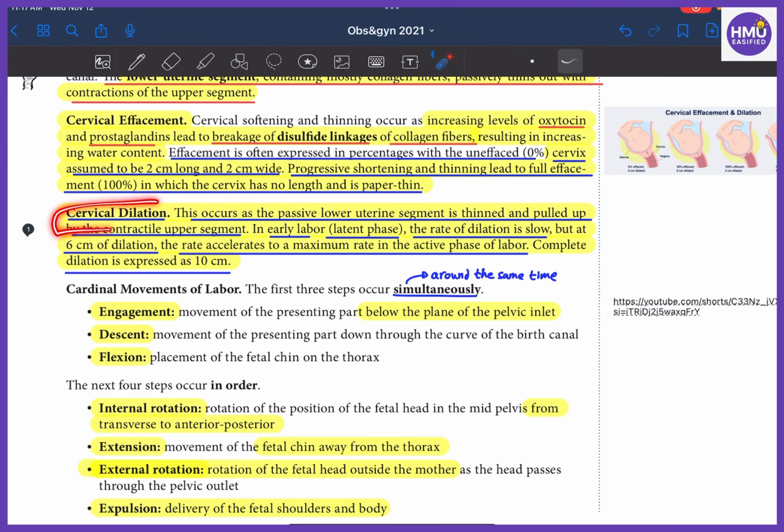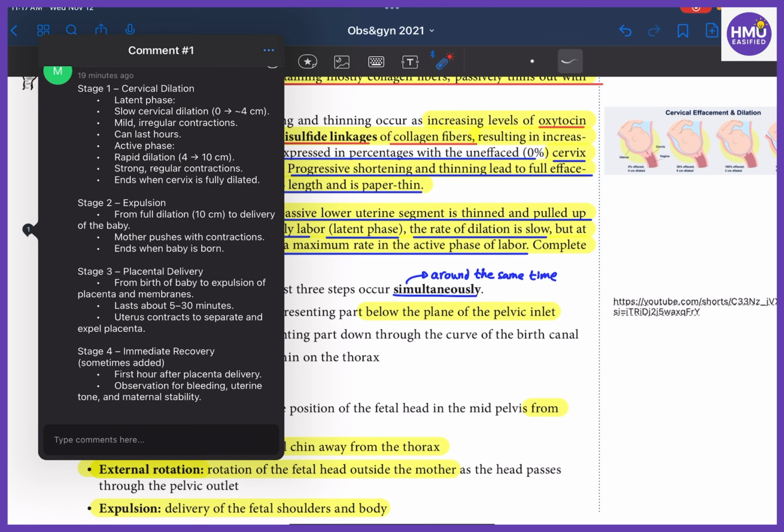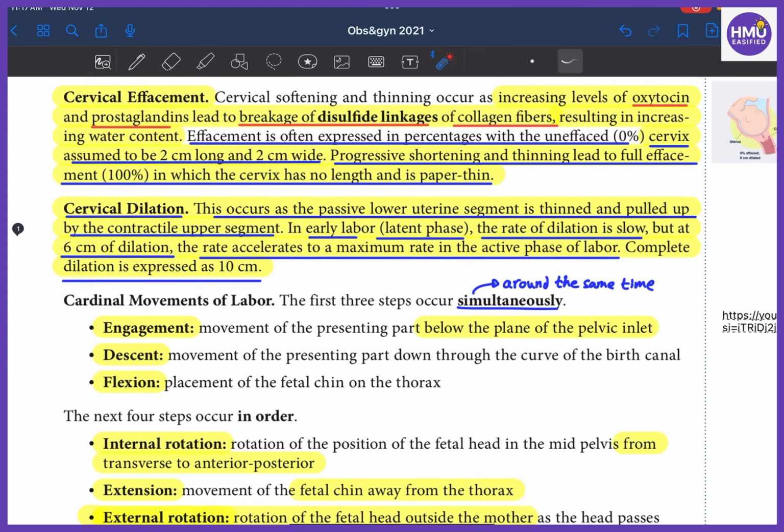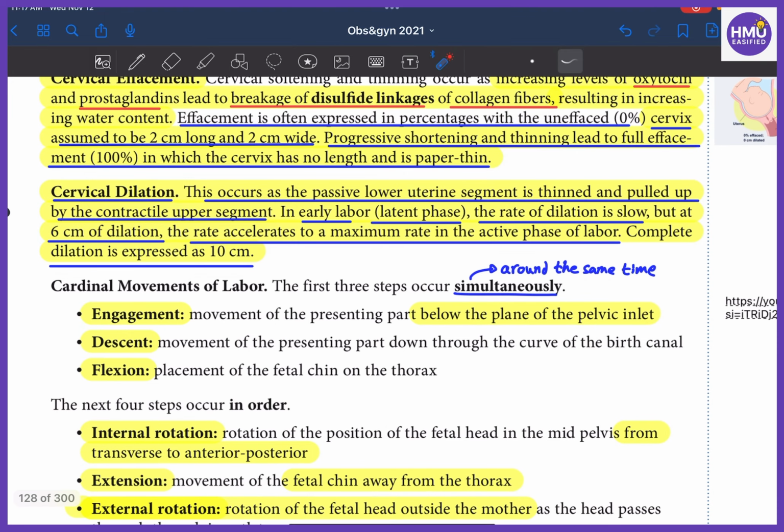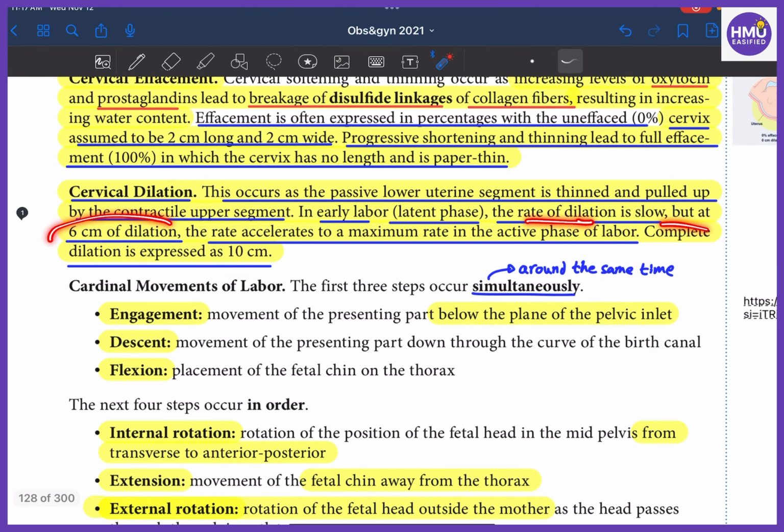So we said cervical dilatation occurs as the passive lower uterine segment is thinned and pulled up by the contractile upper segment. In early labor, the latent phase, we just talked about that, the rate of dilatation is slow. We said here, from 0 to 4 centimeters, mild, slow cervical dilatation. This is still stage 1, which is cervical dilatation. The rate of dilatation is slow, but at 6 centimeters of dilatation, the rate accelerates to a maximum rate in the active phase of labor.